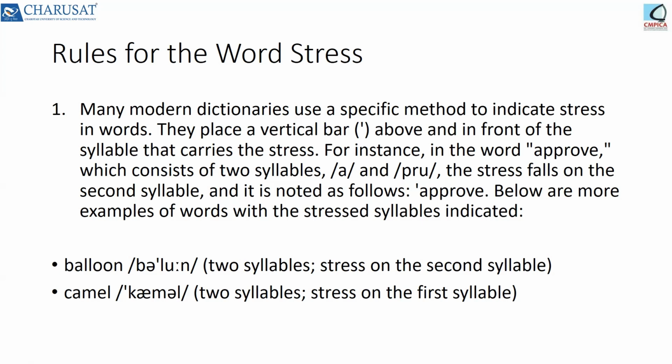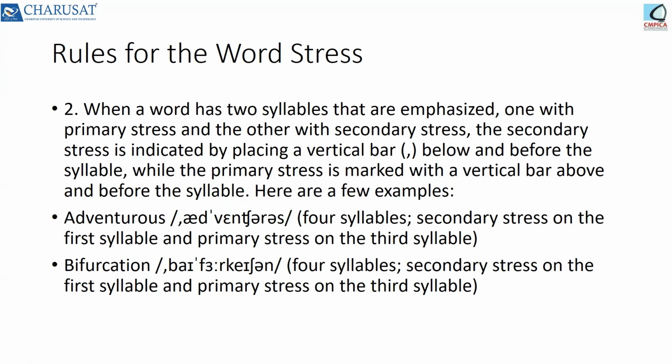So if we have multiple words which are having two syllables, it could be either the first or the second one that might take the prominence. Second rule is when a word has two syllables that are emphasized. Is it possible that if there is a two syllable word, both the syllables take the prominence? It is rarely found, okay? But in polysyllabic words, that could be commonly identified.